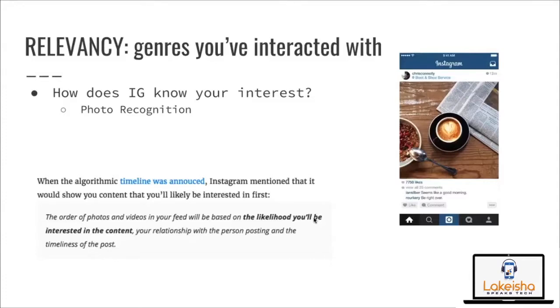So you notice I said genres. Think of it like in music. You have pop, you have hip hop. So think of a genre in Instagram as small business, fitness, things like that, makeup. Those are types of genres that people are interested in when it comes to the relevancy. So they go by the photo recognition. They can even tell how long you're watching or looking at that photo.